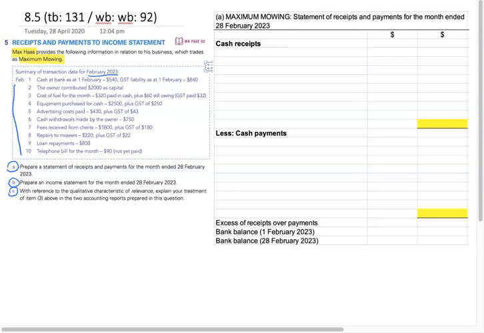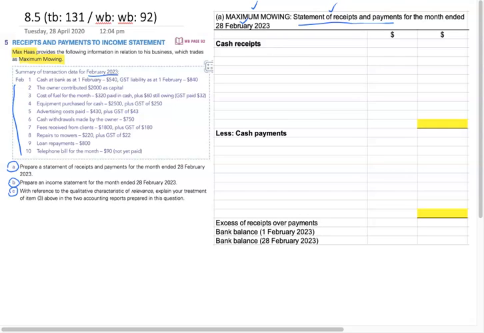This page will focus purely on creating the statement of receipts and payments. You can see that I've already created the heading that we always write in our reports. We say the business name, the type of report, statement of receipts and payments, and we say for what time period it is.